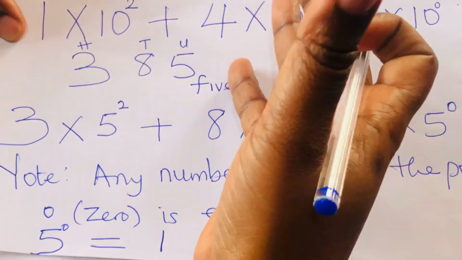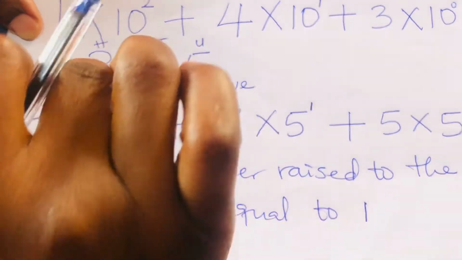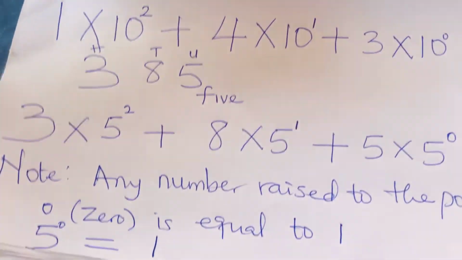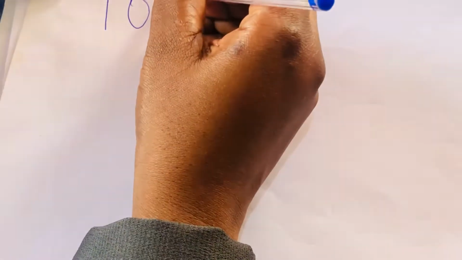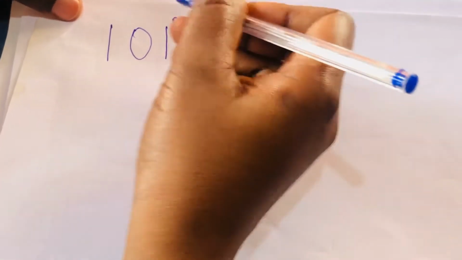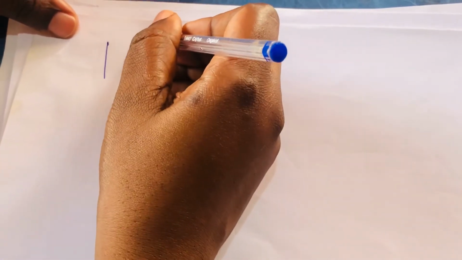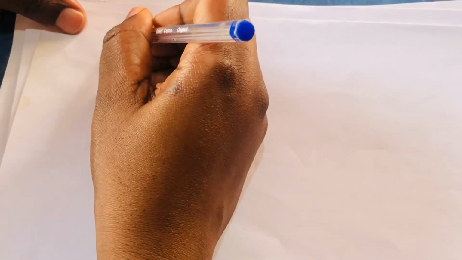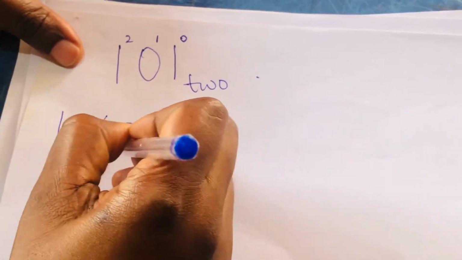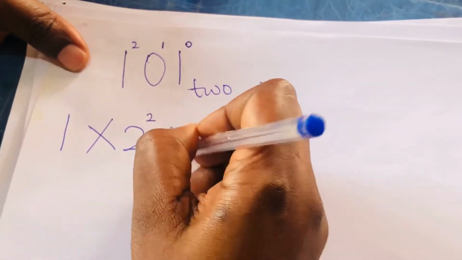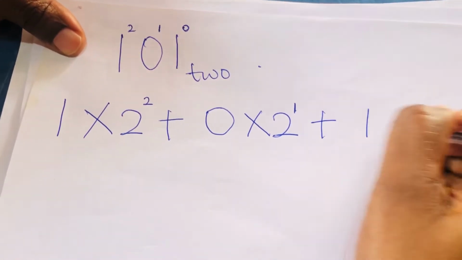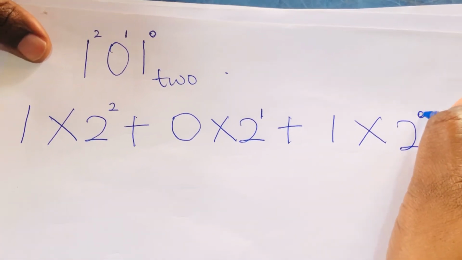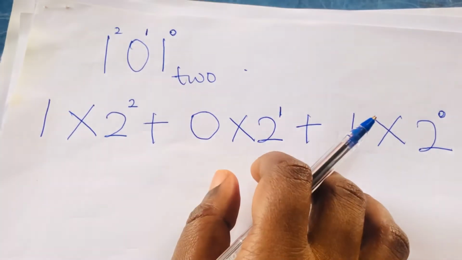So if you have base 2 also, you expand it and you use that base to multiply it. If you have 101 in base 2 and you want to expand it, just write like this. For you to know the power of your 2, from units you write 0, then followed by 1, followed by 2. You know that this one will be 1 times 2 raised to the power of 2 plus 0 times 2 raised to the power of 1 plus 1 times 2 raised to the power of 0. So that is how to write them in expansion form.